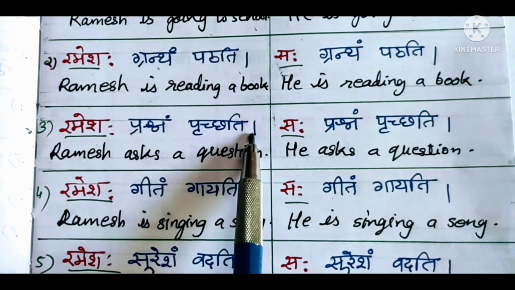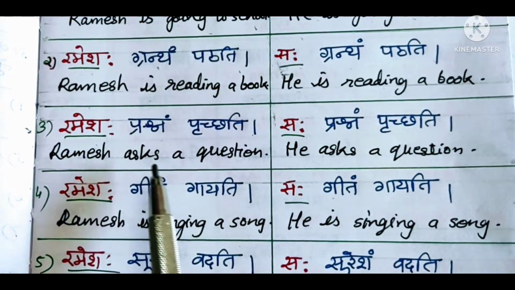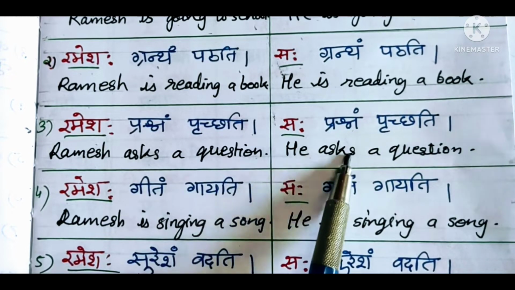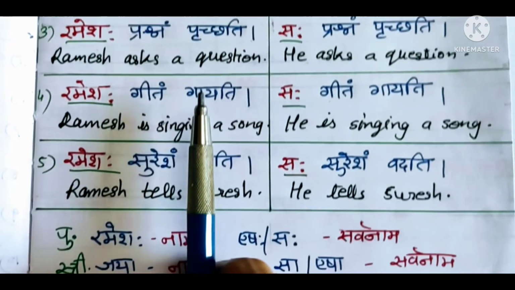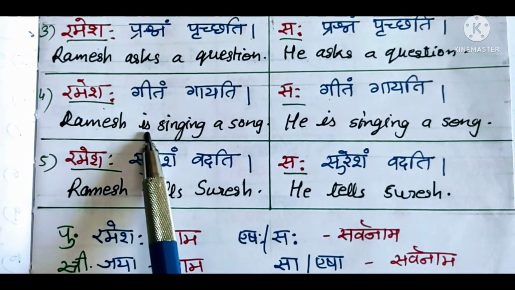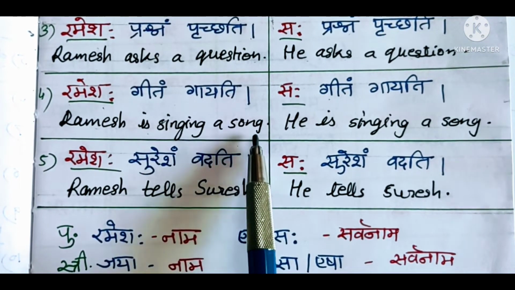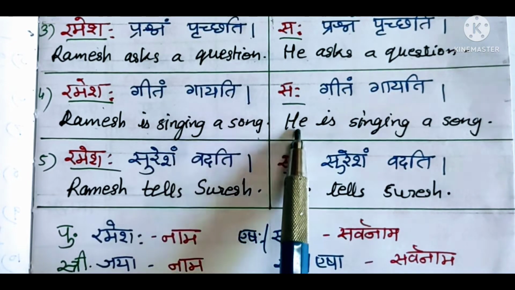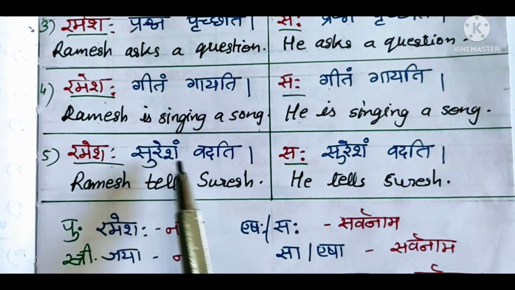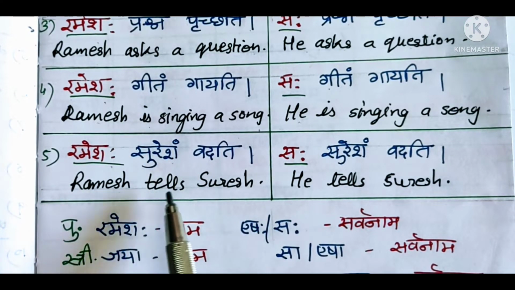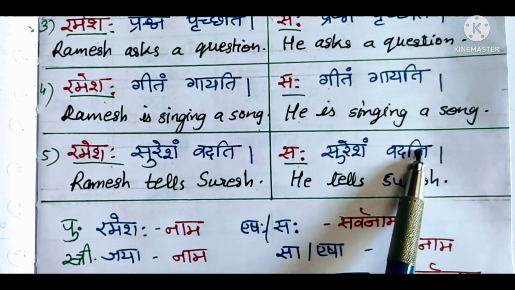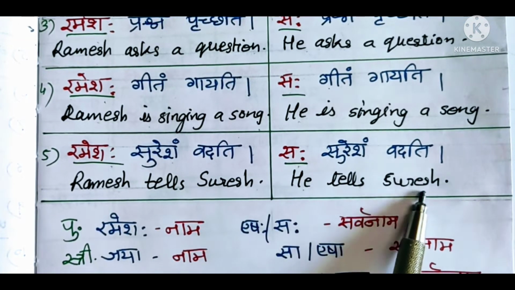Rameshah prashnam pruchhati. Ramesh asks a question. So, Sah prashnam pruchhati means he asks a question. Rameshah geetam gayati. Ramesh is singing a song. Sah geetam gayati means he is singing a song. Rameshah suresham vadati. Ramesh tells Suresh. So, Sah suresham vadati. He tells Suresh.